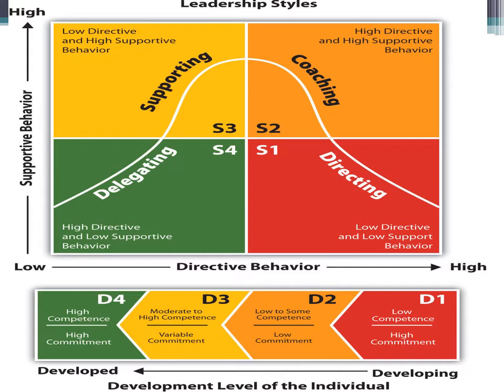These were four leadership styles according to the theory we are discussing. Again, I tell you that these leadership styles are directing, S1, coaching, S2, supporting, S3, and delegating, S4. Now comes the different maturity or development levels of the individual. There are four levels of an individual. These are D1, D2, D3, and D4. Now we explain these maturity or development levels.